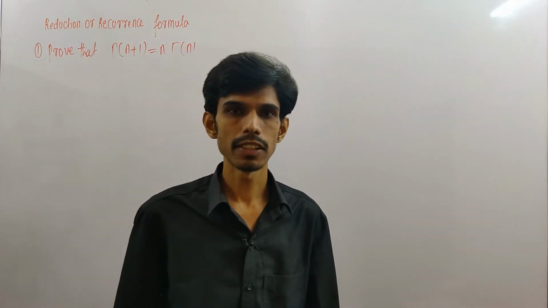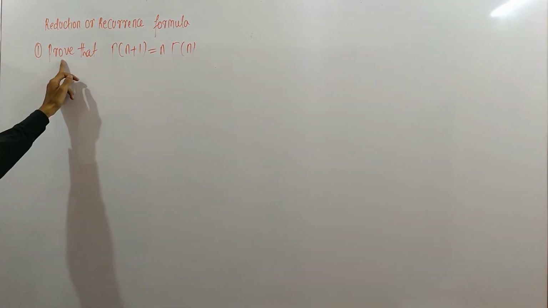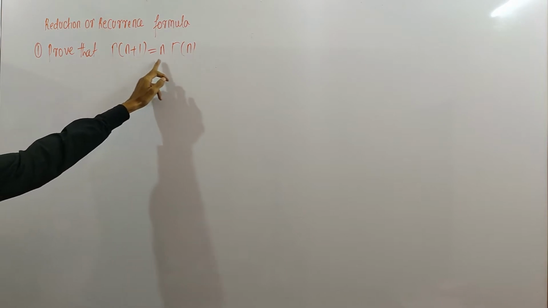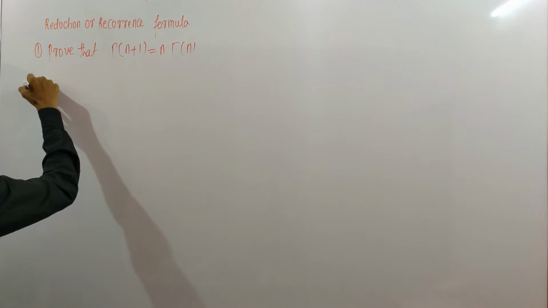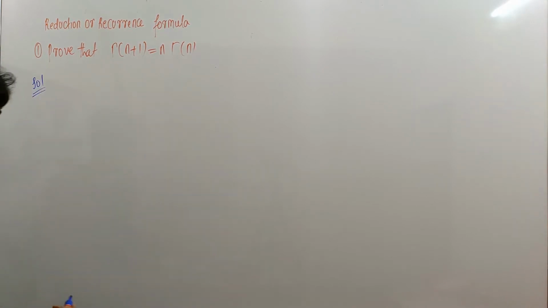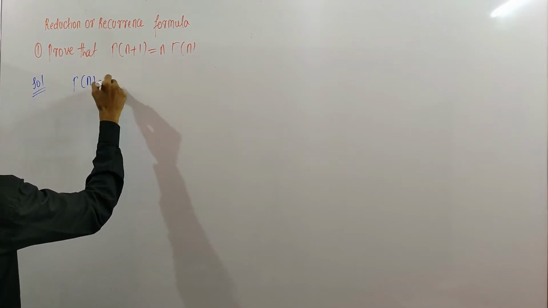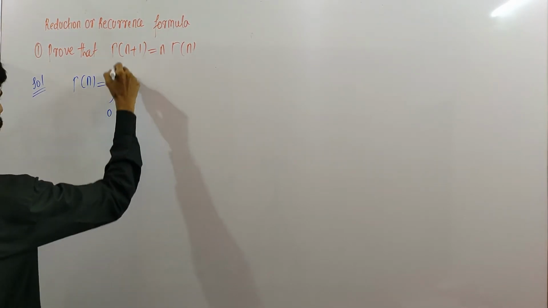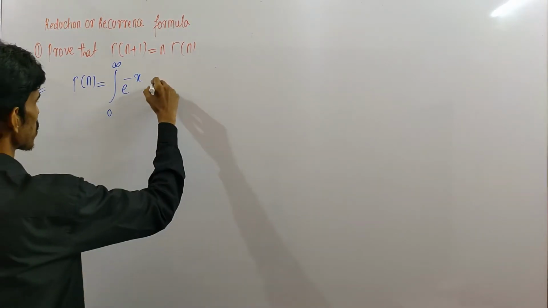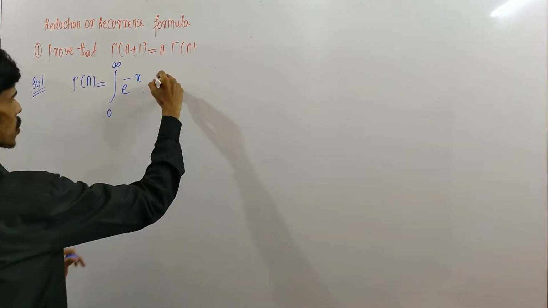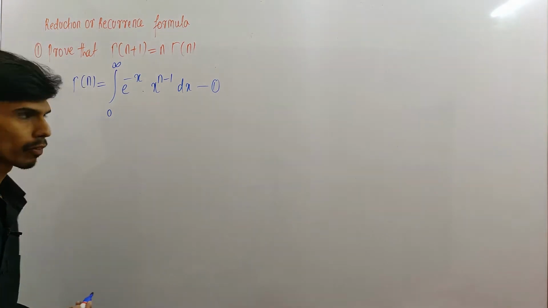Now let us see the reduction or recurrence formula of the gamma function. We have to prove this: gamma of n plus 1 is equal to n times gamma of n. Now let us prove this. Let us use the definition of the gamma function. We have gamma of n defined as the integral from 0 to infinity of e power of minus x into x power of n minus 1 dx. Let us take this as equation 1.